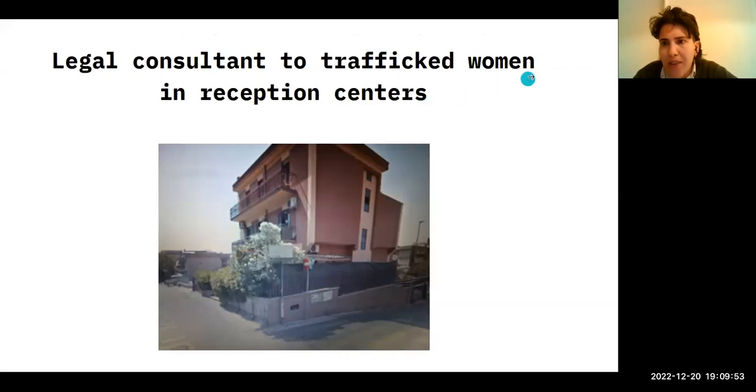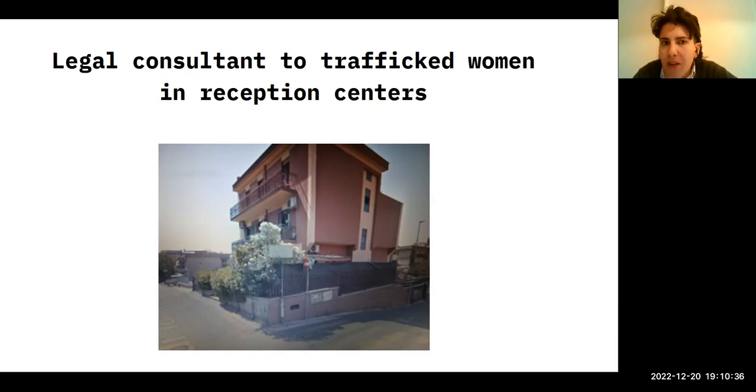It's just some examples of what we start to do with the association. And most of this project, of this activity, I think it is very important to stress, these activities come directly from a proposal of the students, because they maybe have known that kind of reality, for example, Salam Palace, or they have known, like in this case, some legal operators who worked in reception centers.